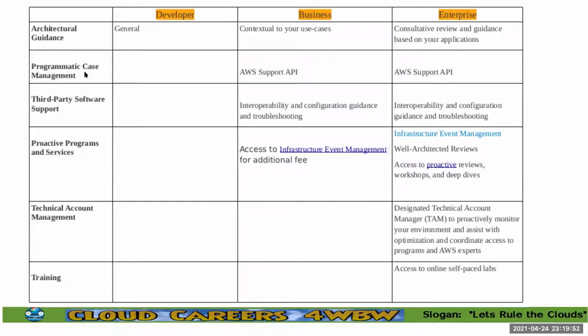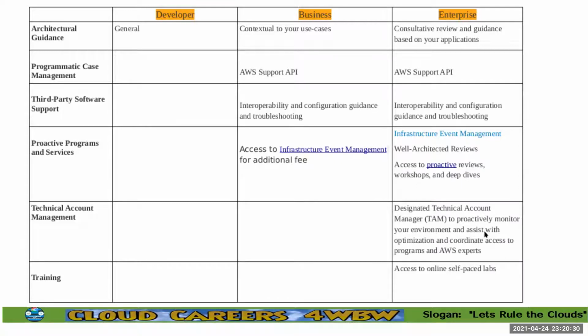Notice that programmatic case management comes only on the business and enterprise. Same for third-party software support, business and enterprise. When it comes to programs and services, infrastructure event management always comes with an additional fee when you are dealing with the business plan, but infrastructure event management comes included with the enterprise. We have seen questions on this, so review that very well. And if you need well-architected reviews, it's enterprise. Access to proactive reviews, workshops, and deep dives as well.